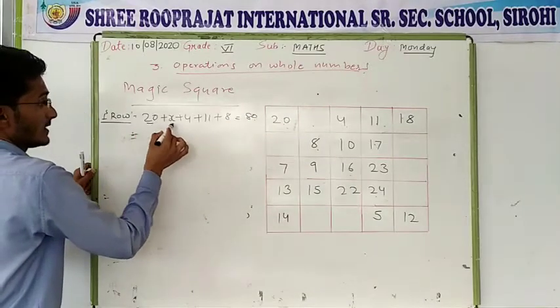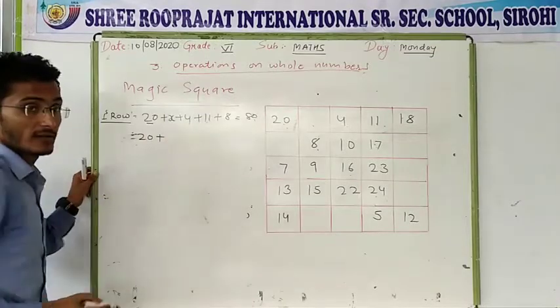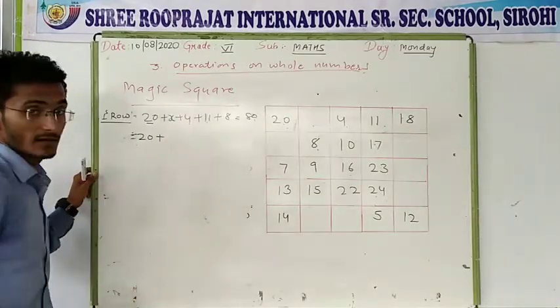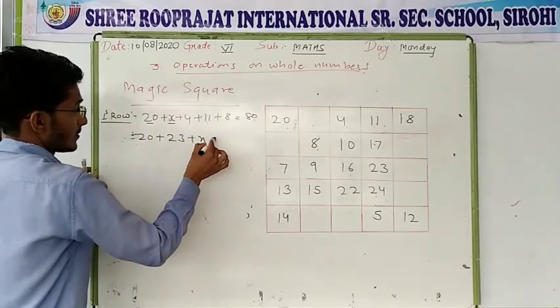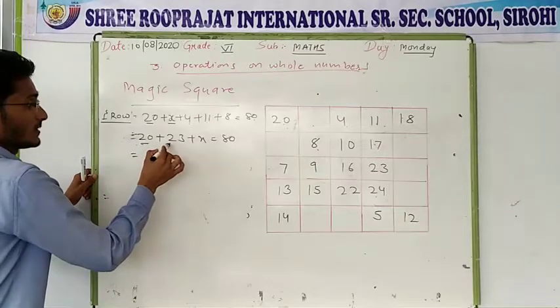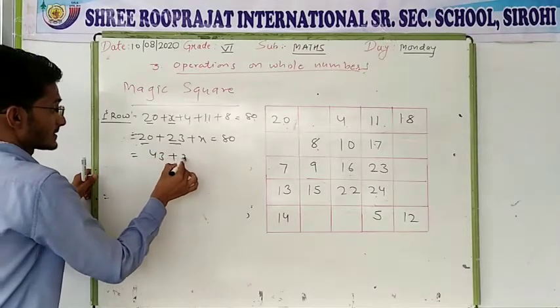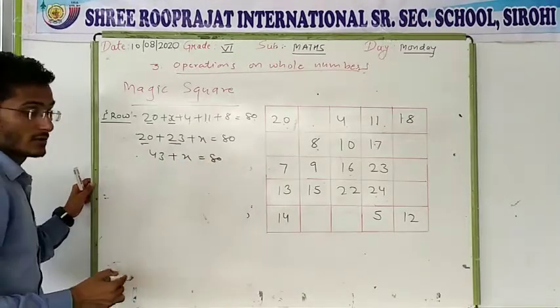Now you have to add 20, 11 and 4, that is 15. 15 plus 8, you will get 23. X is still here. You will get 80. Now it will be 43 plus X equals 80.